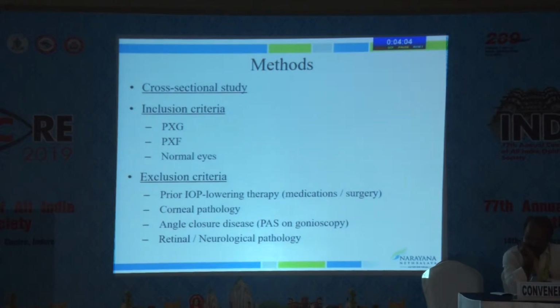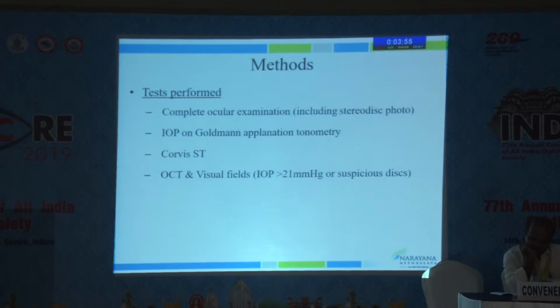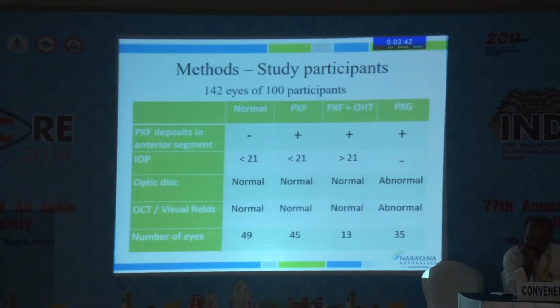We excluded eyes with prior IOP-lowering therapy, corneal pathology, angle closure disease, and retinal and neurological pathology. A complete ocular examination was performed. We did Goldmann applanation tonometry and Corvis ST in random order, and those eyes with high IOP or suspicious discs also underwent an OCT and visual fields. We used the above tests and classified the 142 eyes included into the following 4 categories.